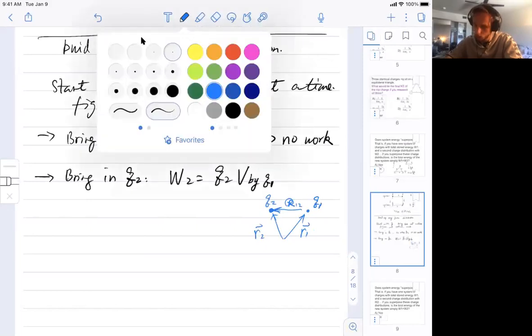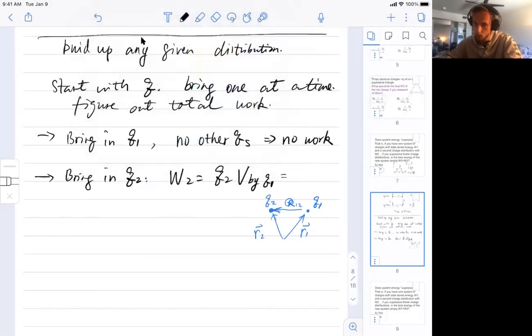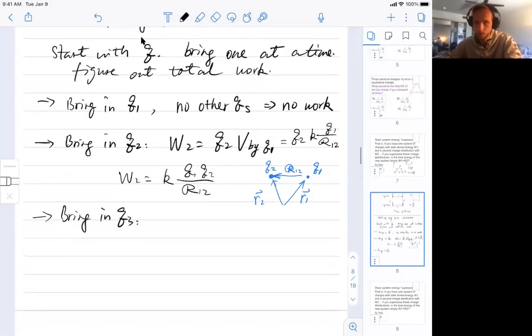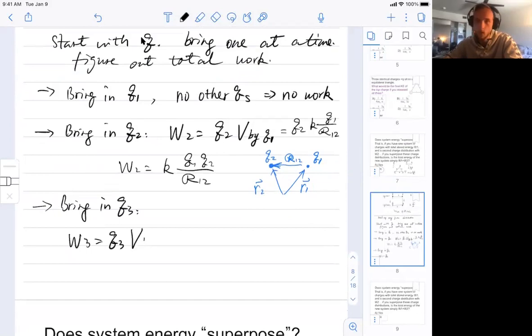Okay, so my V2, V by Q1, is going to be K Q1 over R12. Okay, so W2 becomes K Q1 Q2 over R12. So that is the work I need. Now let's bring in Q3. So bring one at a time, the third one. So W3 is Q3 times potential.